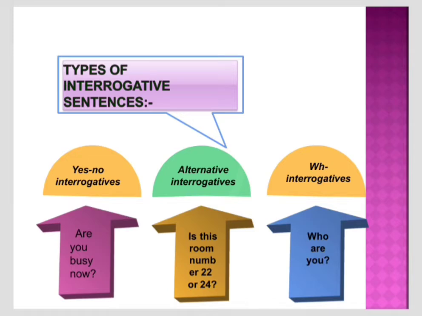Coming to the next category, which is alternative interrogatives, in which you give options or choices. For example, is this room number 22 or 24? Right, so this is also a question, but in this we are giving choice. Then coming to WH interrogatives, means the questions beginning with who, what, why, where, which, and so on. These are WH interrogatives, right, which have a particular answer. For example, who are you? So there will be a particular answer to this question.